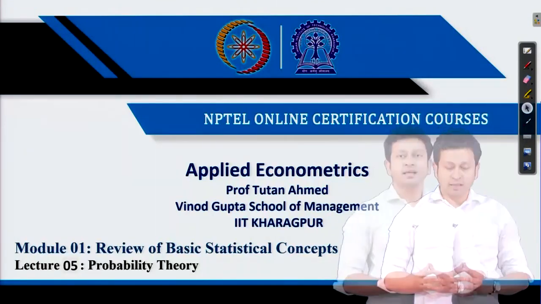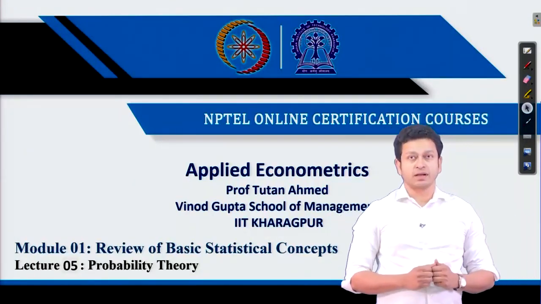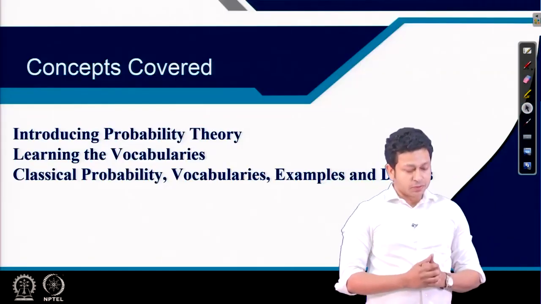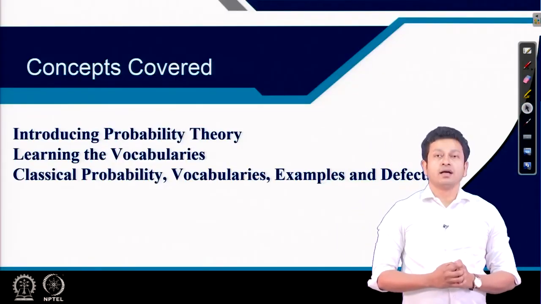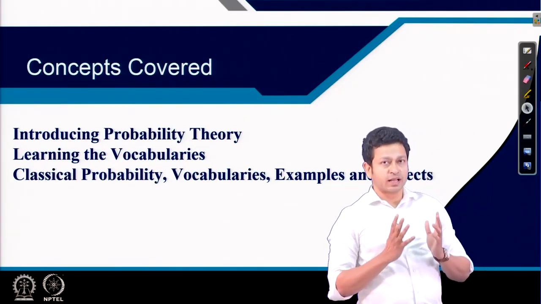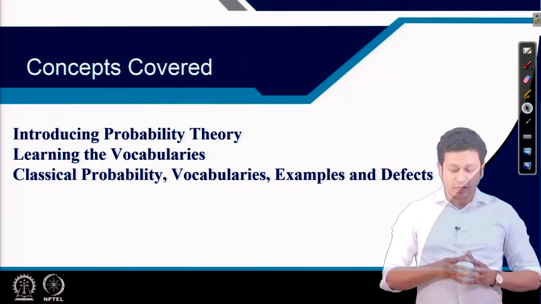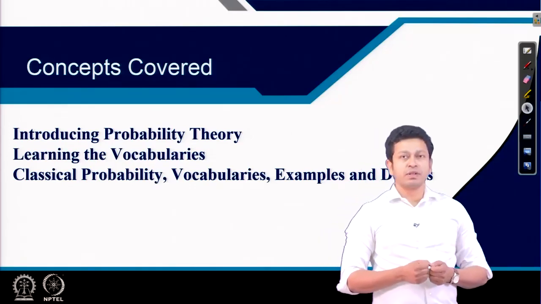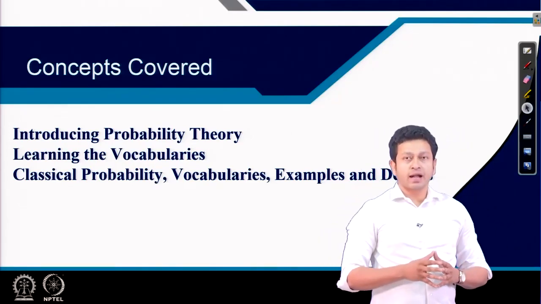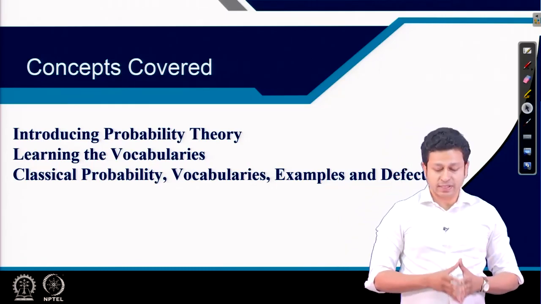We are continuing with module 1 and we are going to talk about probability theory in this particular lecture. The items that we are going to cover: we will introduce probability theory. There are many vocabularies, and as you already understood, vocabularies are really very important when we talk about econometrics. We need to talk in the language of an econometrician. So, we will familiarize ourselves with the associated vocabularies. Then we will go into a specific probability theory, which is classical probability, and we will also learn associated vocabularies. Then we will look into a couple of examples of classical probability theory, and we will also discuss the defects of classical probability theory. So, that is basically the ambit of this lecture.